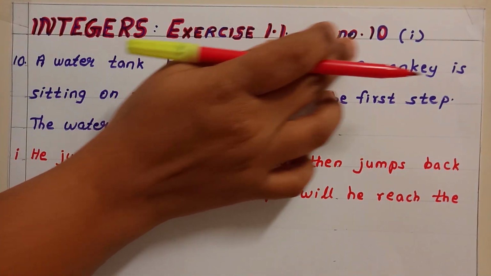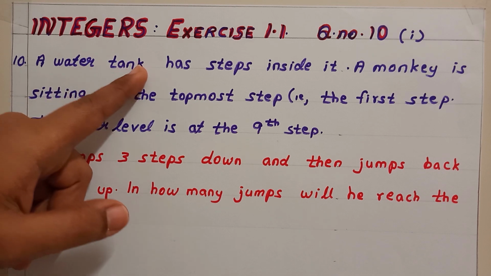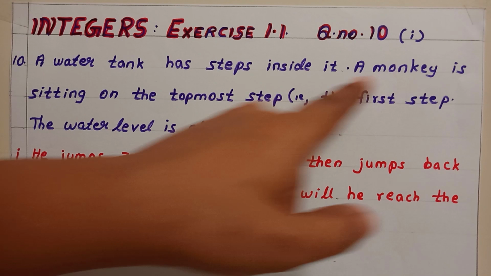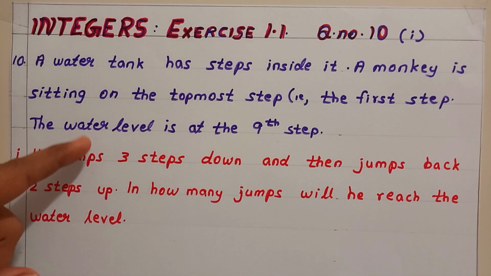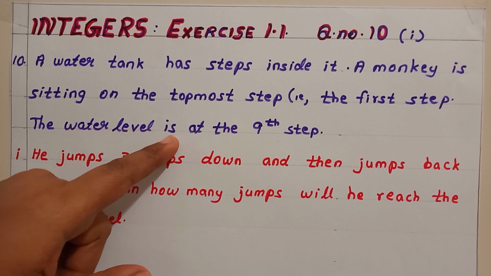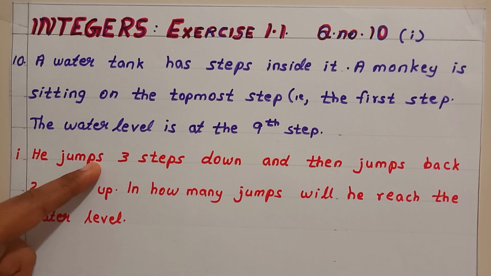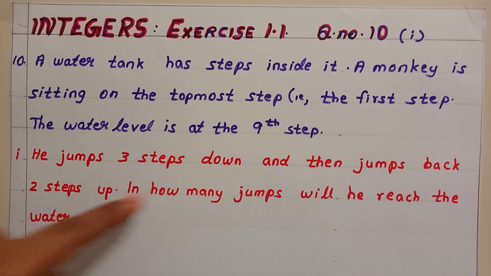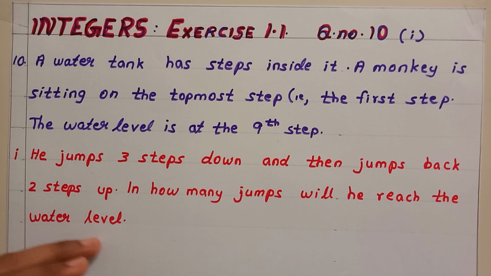Today we can discuss question number 10.1. Question number 10 says that a water tank has steps inside it. A monkey is sitting on the topmost step, that is the first step. The water level is at the 9th step. He jumps 3 steps down and jumps back 2 steps up. In how many jumps will he reach the water level?